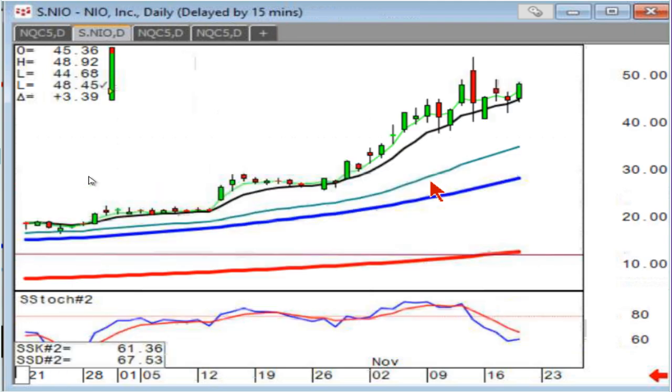NIO did the double doji today. You can see that it's been in a steady uptrend. This stock has gone from $2.50 to 48 over the last 6 months. But that's one of those stocks that are in the hot sector right now, electric cars.